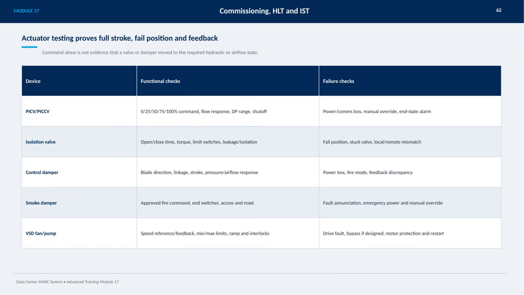Smoke dampers must confirm the approved fire command activates correctly, along with end switches and access for manual reset. Fault annunciation, emergency power availability, and manual override are also crucial verification points.